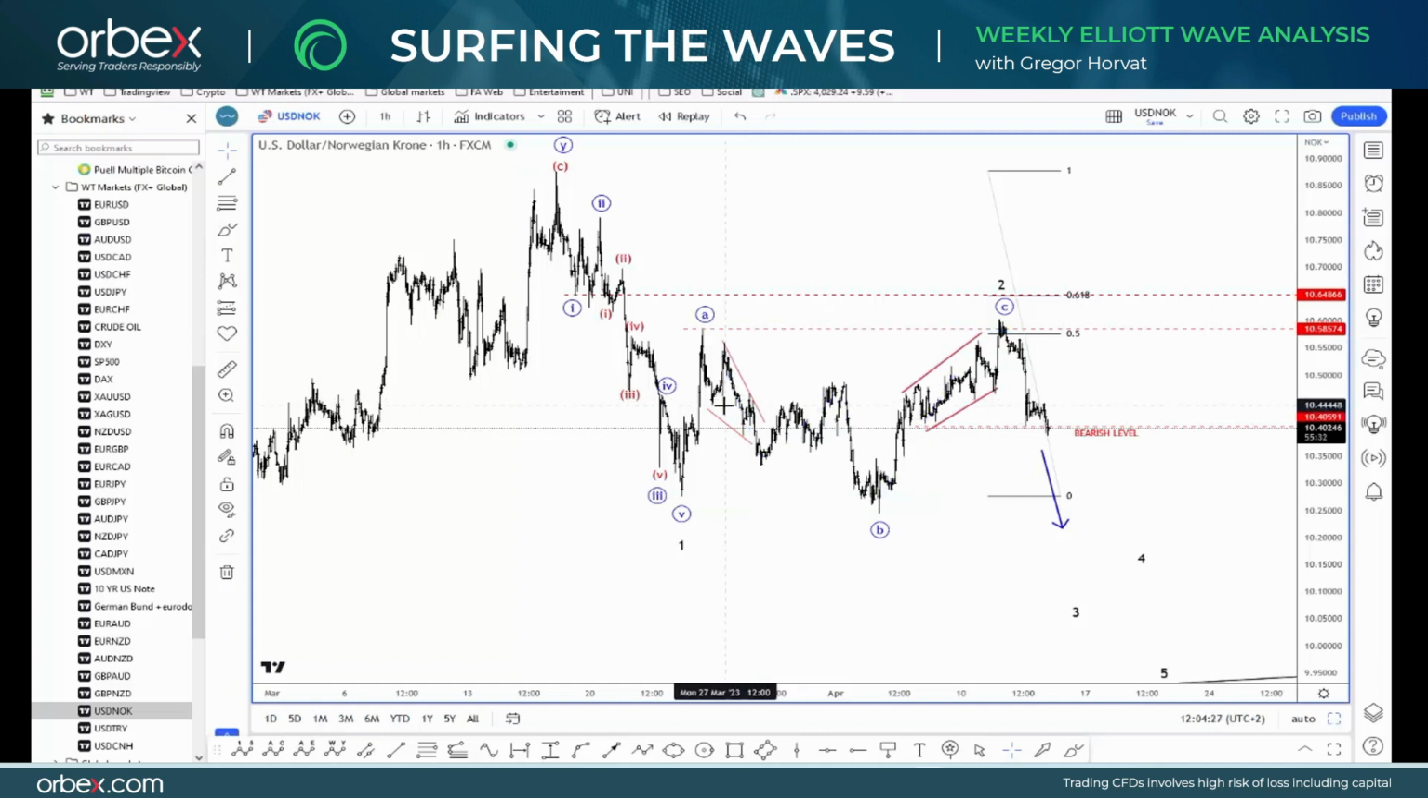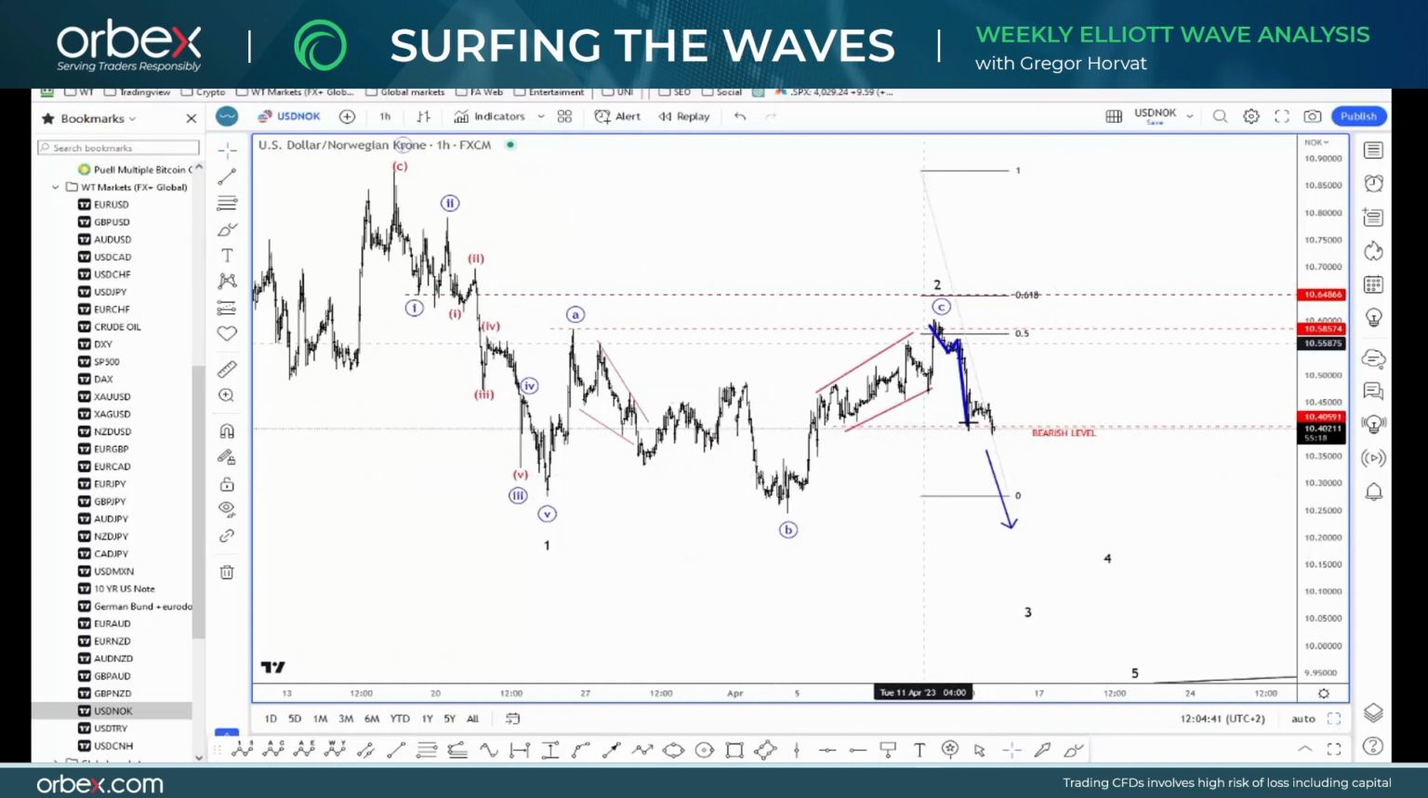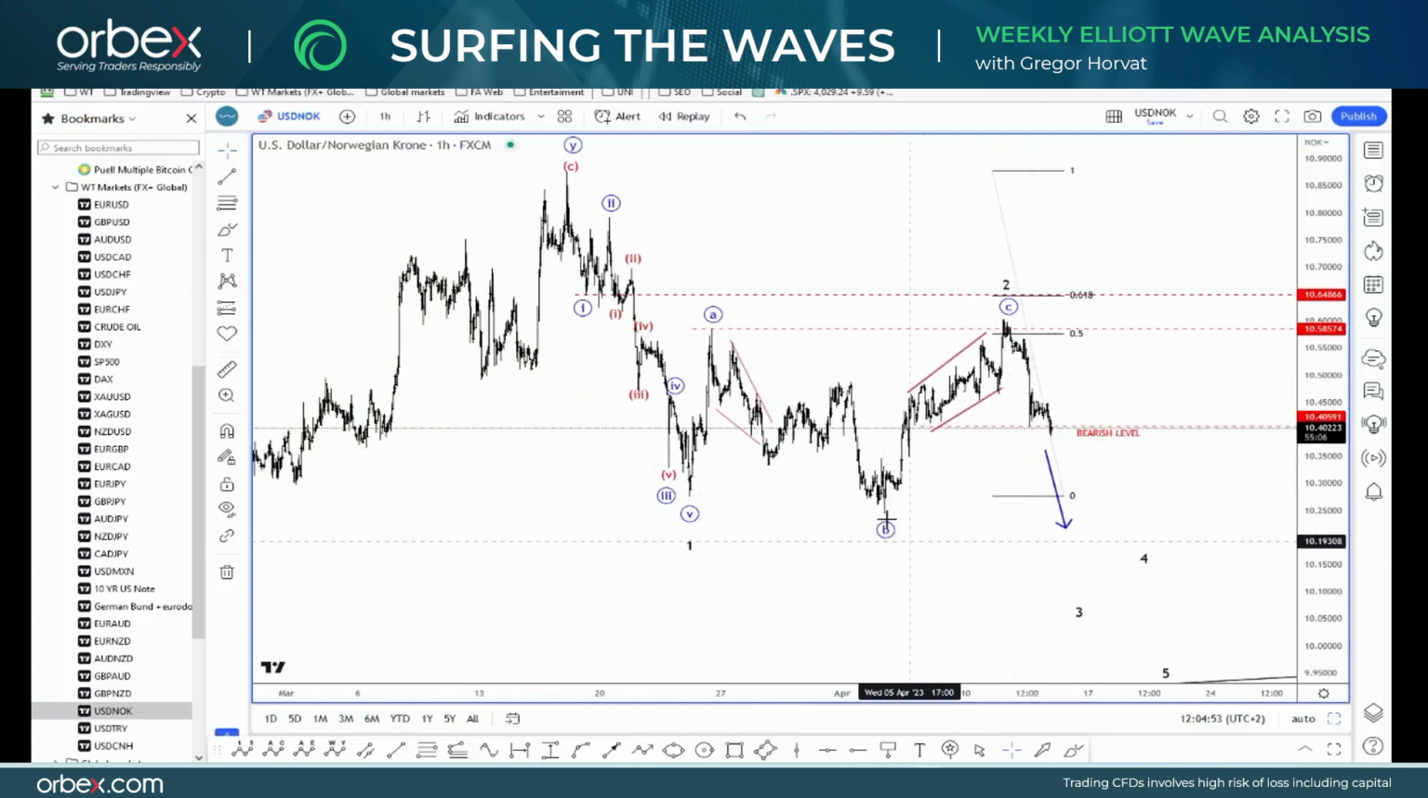So I'm looking for a flat correction, and in flats you will typically see that wave C will retrace back to the area of wave A's termination point, which was around 10.58. So it was a perfect resistance where we can see a very nice sell-off, and looks like that so far this is a sell-off, possibly an impulse. So watch out for more weakness here, especially if crude oil will somehow stay sideways or even be supportive on the bullish side. Then I think the dollar NOK could even revisit this one pretty fast. But looking purely from an Elliott wave perspective, we have a pretty nice wave structure that suggests further weakness here on dollar NOK.